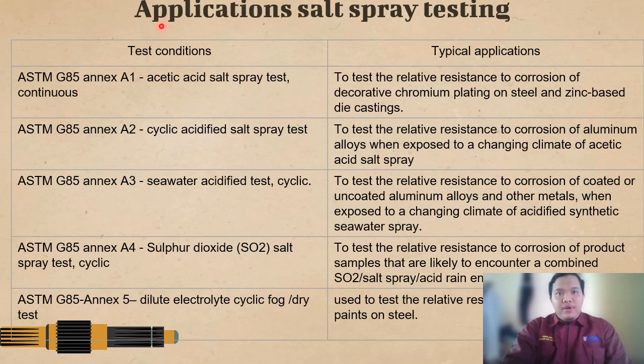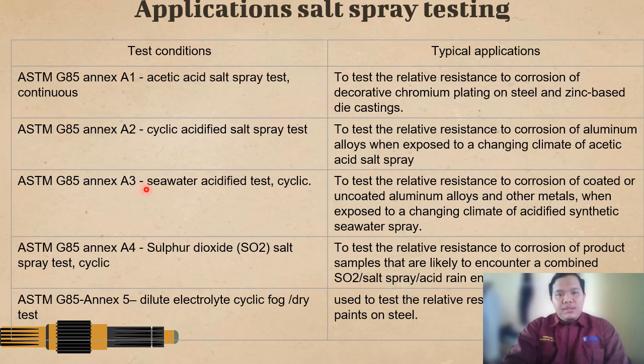Okay, next, for the application of salt spray testing, for the A1, it's suitable to test the relative resistance to corrosion of decorative chromium plating on steel and zinc-based die casting. And for the A2, which is the cyclic acidified salt spray test, it's suitable to test the relative resistance to corrosion of aluminum alloys when exposed to a changing climate of acetic acid salt spray.